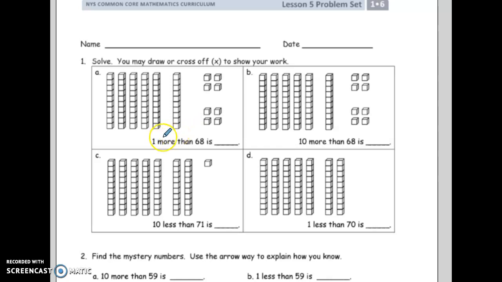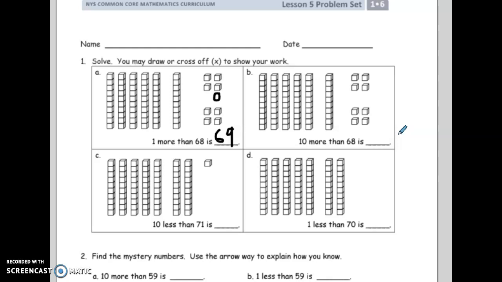So let's read this first one. 1 more than 68 is, okay, so let's go ahead and draw one more. So we didn't change the 10, so we can go ahead and write the number 6 here. And how many ones do we have? 1, 2, 3, 4, 5, 6, 7, 8, 9. 1 more than 68 is 69.